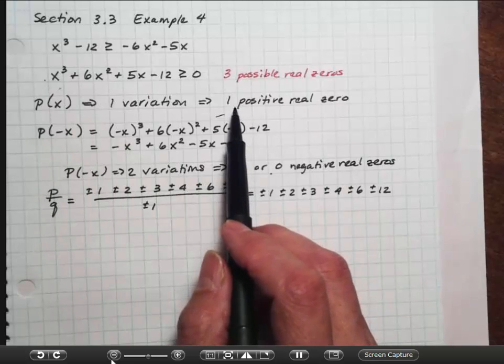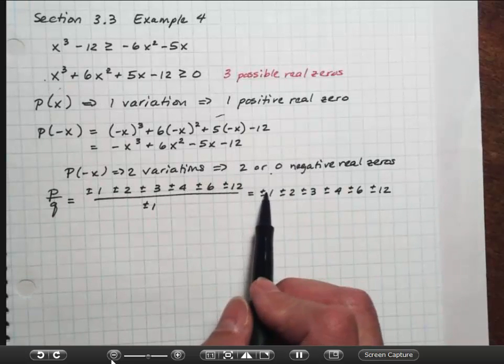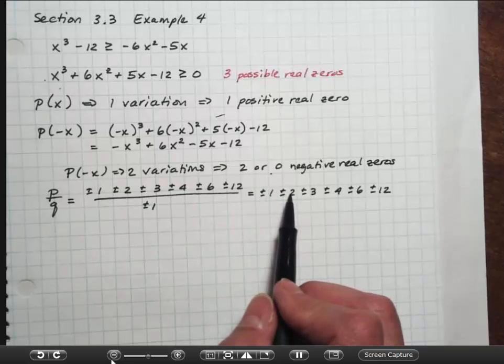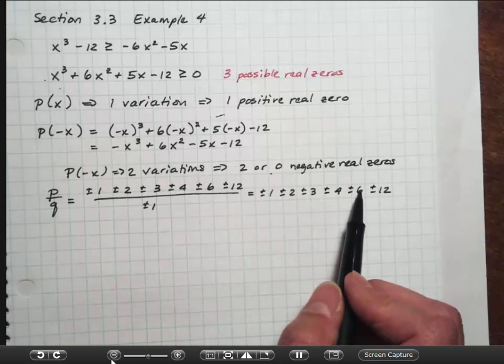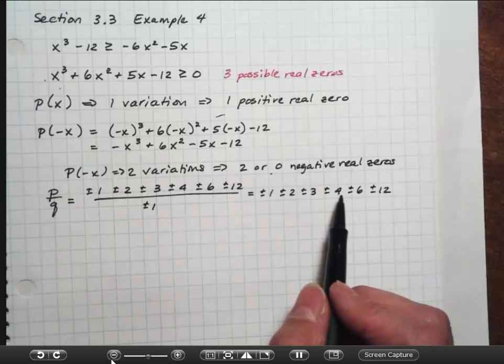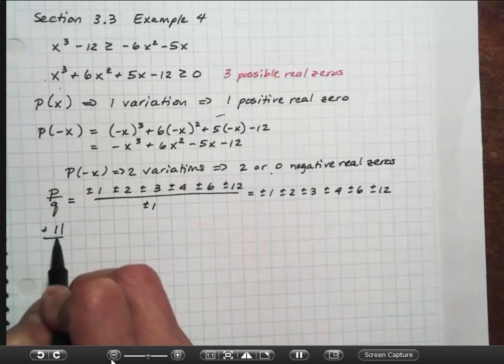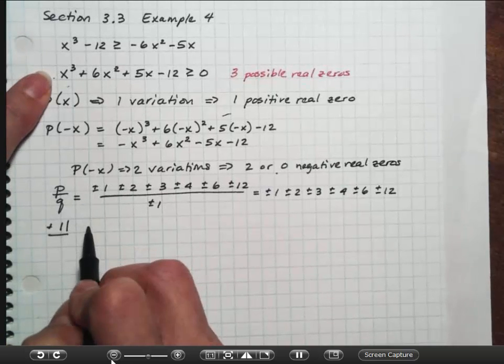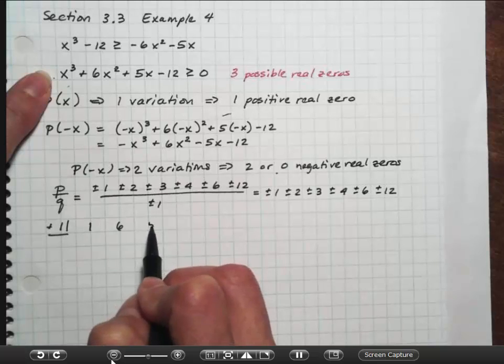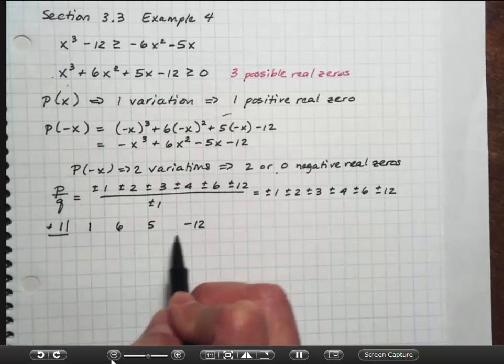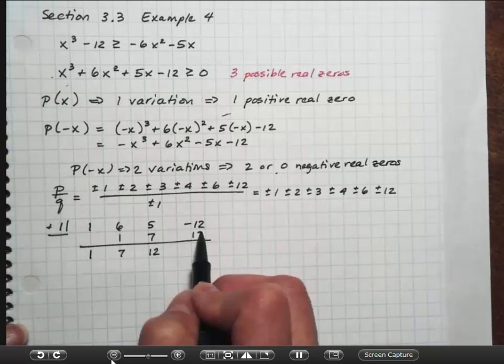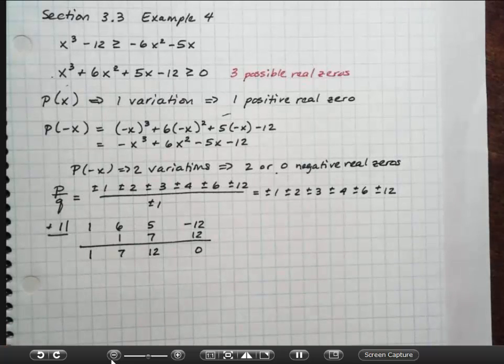So I'm going to go ahead and, with that, I'm going to be just looking at my positives. I'm going to start with 1, then use 2, then 3, then 4, then 6, and then 12 to see if I can find a possible 0. So I'm going to use positive 1, and I'm going to go back to my equation up here for synthetic division. So I have 1, 6, 5, negative 12. Doing my synthetic division, I found a 0, which is good.